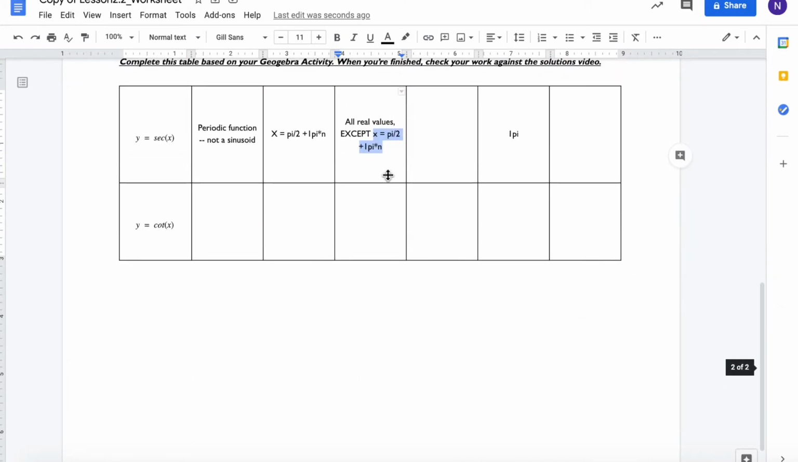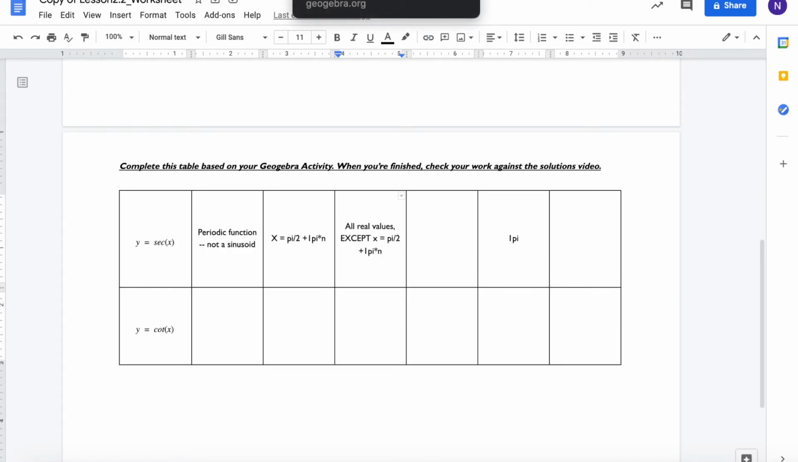Okay, so we just determined our domain, based on looking at the graph and also exempting the asymptotes that we created. Okay, so let's look at the range.